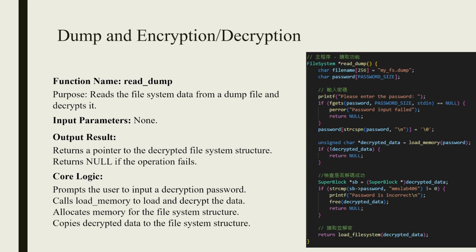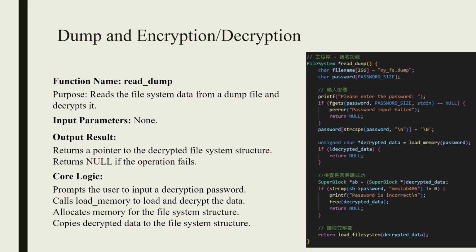And the next part is about reading and restoring dumps with our read dump function. This read dump is responsible for recovering the file system state from the encrypted dump file. It will decrypt the data using the user-provided password and rebuild the file system structures. First, it will ask the user to input the password, and if the input fails, the function exits with an error.